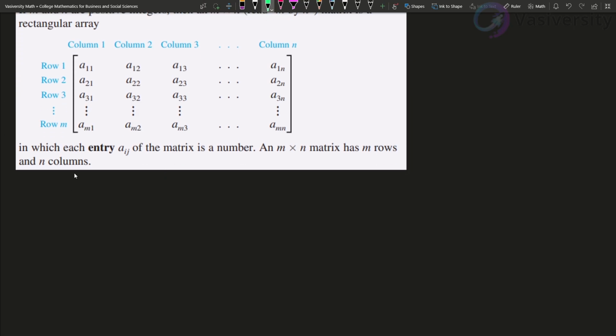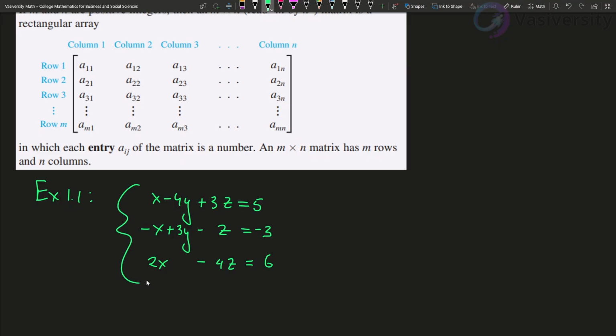If we have a system of equations, we can have x minus 4y plus 3z is equal to 5, negative x plus 3y minus z is equal to negative 3, and 2x minus 4z is equal to 6. Right, this is a system of equations. So we can actually rewrite it as an augmented matrix. An augmented matrix will also include the right-hand side of the system of linear equations. So let's take a look at it.